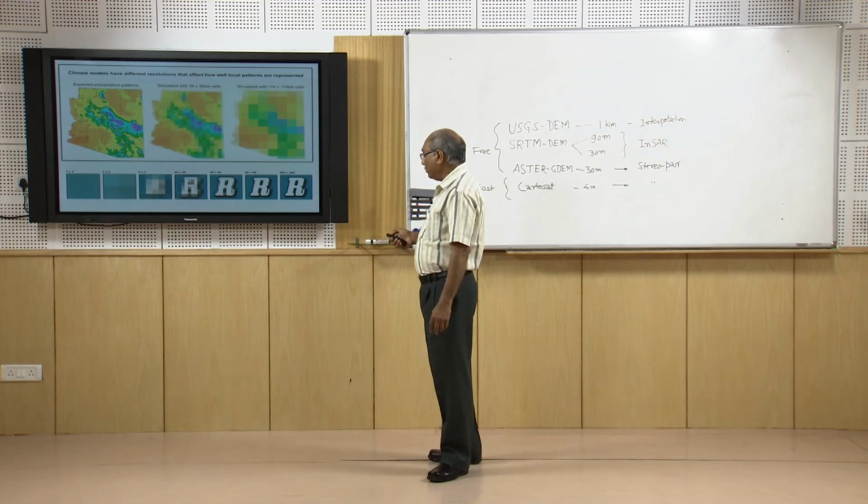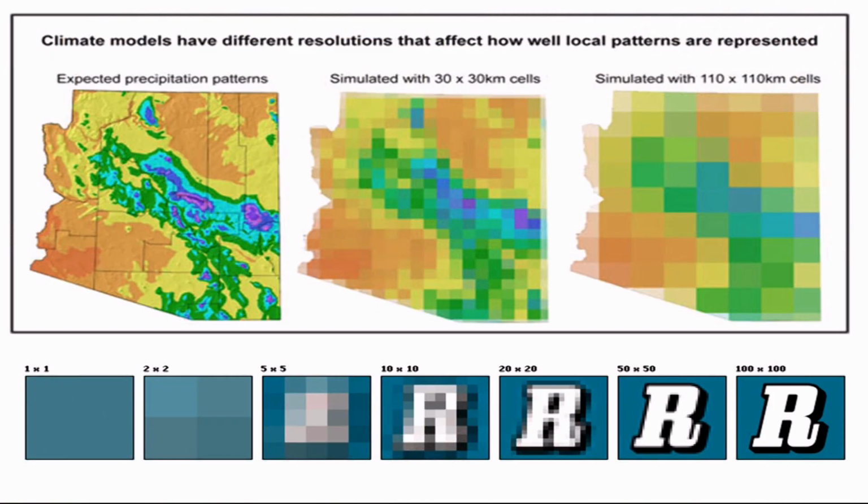This example also shows that when you have a 100 by 100 grid for the same area, then this character R appears much sharper, and when the number of cells reduces for the same area, like 5 by 5, nothing is visible here, and in between it improves as you go for smaller size cells.